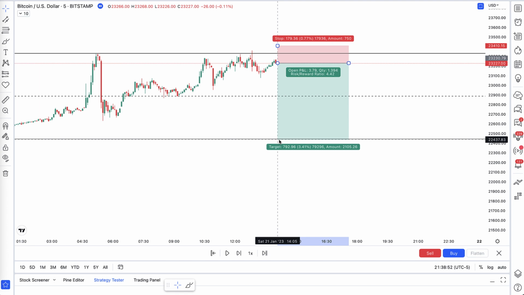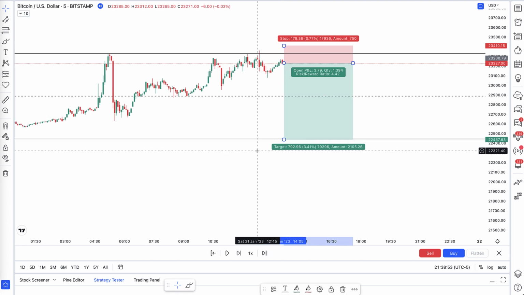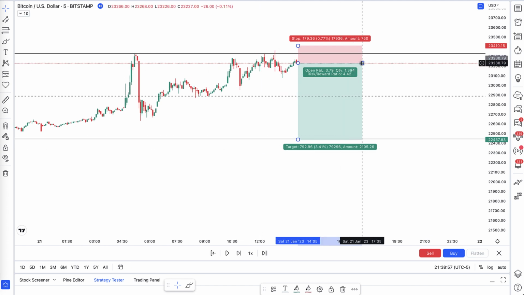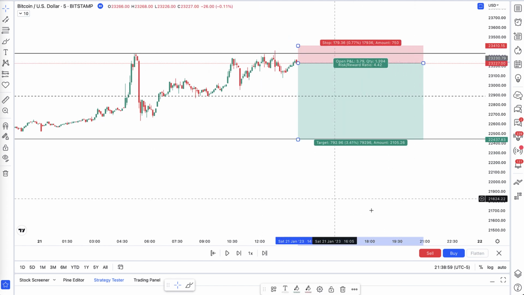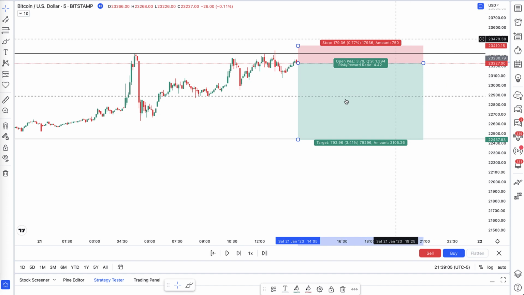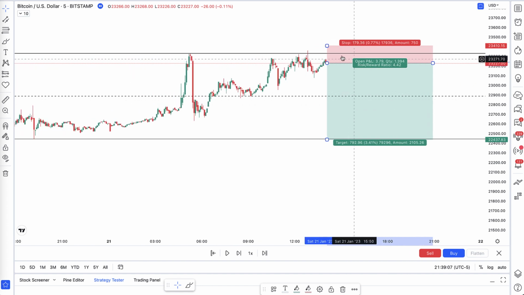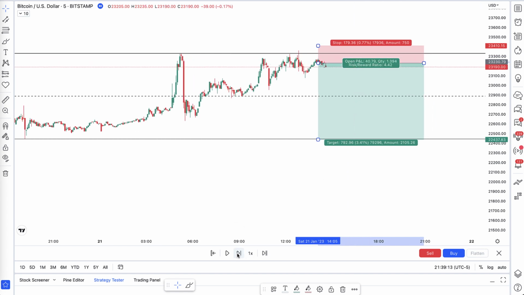So again, at this point in time, we got a 1 to 4 risk reward over here, which is pretty nice. Okay, it means we can be wrong 3 out of 4 times and still be profitable. Okay, we can be wrong 75% of the time with the setup at this point in time and still be profitable. So you can see, okay, let's see what happens.